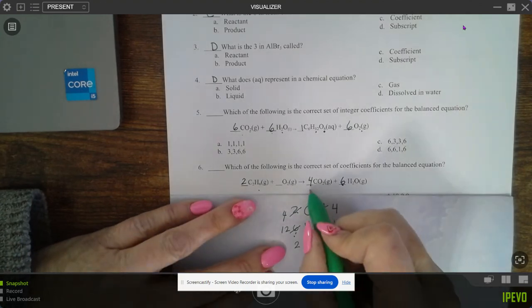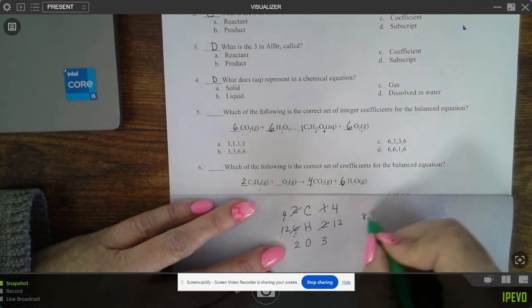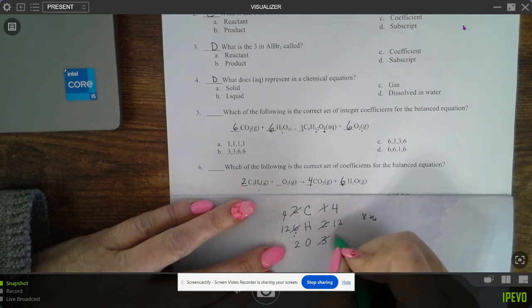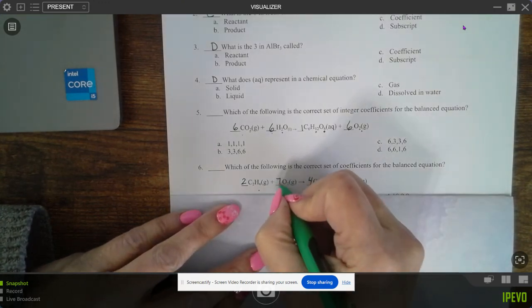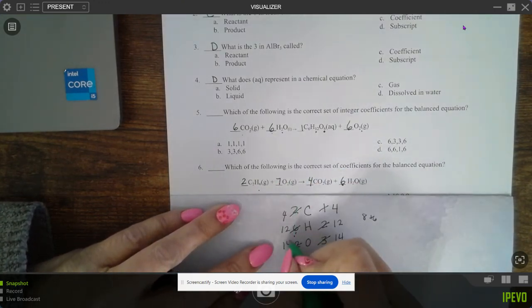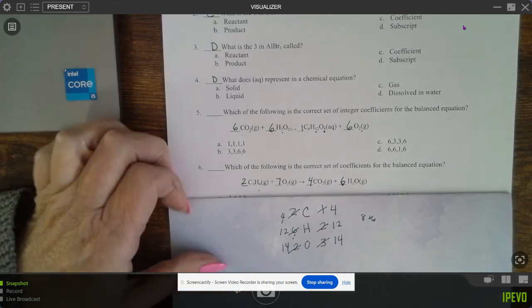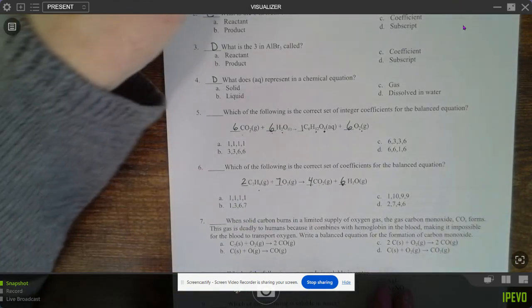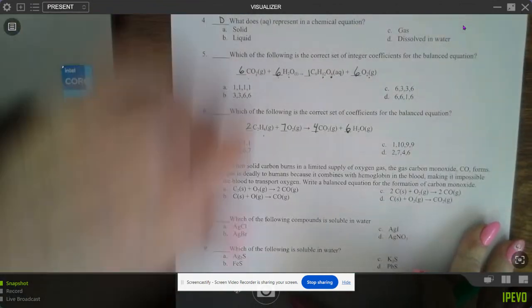Let's count up. I've got 4 times 2 is 8 plus 6. So I have a total of 14 oxygen here, which means I need a 7. 7 times 2 is 14. So now I have 14 oxygen on each side. I think the combustion reactions are by far the hardest ones to balance.